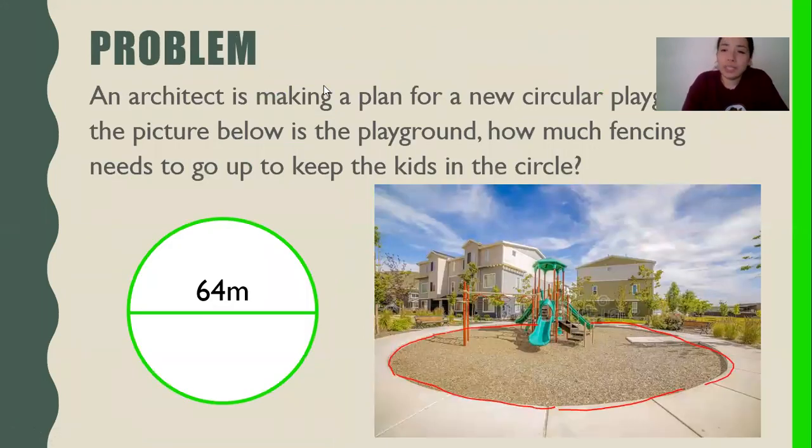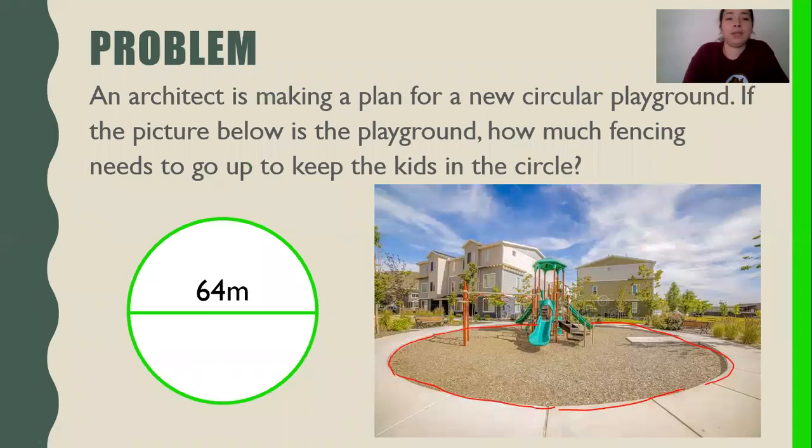Now let's look at the problem for today. Today's word problem is that an architect is making a plan for a circular playground. If the picture below is the playground, how much fencing needs to go up to keep the kids in the circle? We're looking at the image on the right hand side, a picture of a playground, and notice that the playground is a circular shape, and I went ahead and did the circle around the playground area. We also have the diagram on the left side where I did that circle. This is telling us that the diameter of this circle is 64 meters.